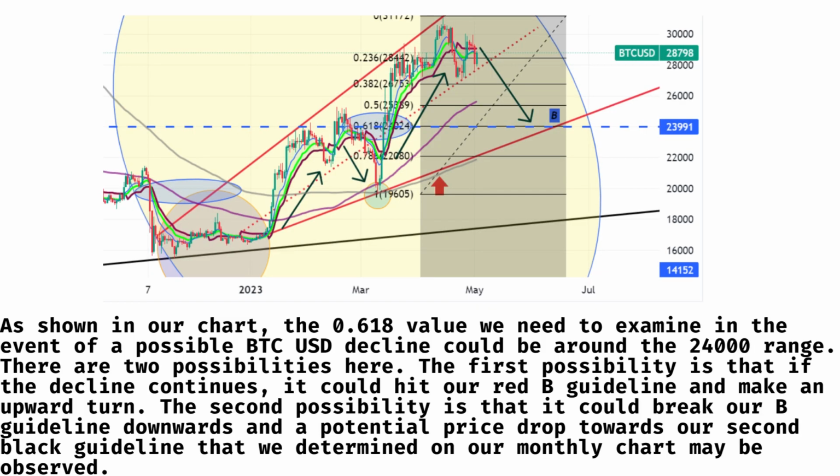As shown in our chart, the 0.618 value we need to examine in the event of a possible BTC-USD decline could be around the 24,000 range. There are two possibilities here. The first possibility is that if the decline continues, it could hit our red B guideline and make an upward turn. The second possibility is that it could break our B guideline downwards and a potential price drop towards our second black guideline that we determined on our monthly chart may be observed.